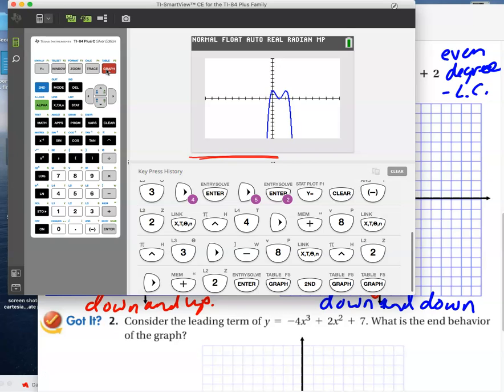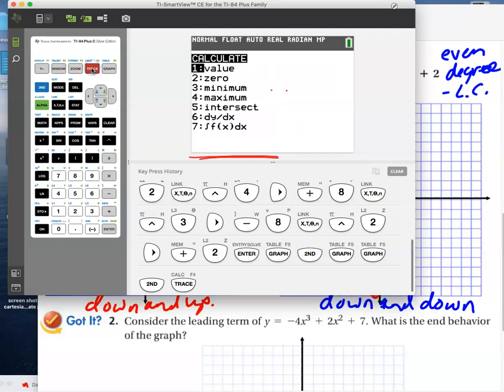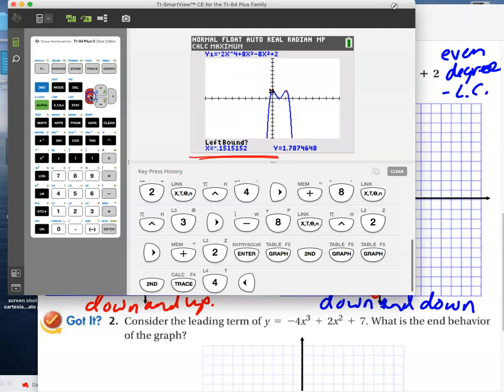So back to the graph. I have 2 local maximums that I have to find. And local just means within a certain region. We know this has some top points and that it has a lower point in it, and that's what we have to find. So, second trace, number 4, and I'm on the left side of the hill, so I press enter. Use my arrow to go to the right side of the hill, press enter, and enter through guess.